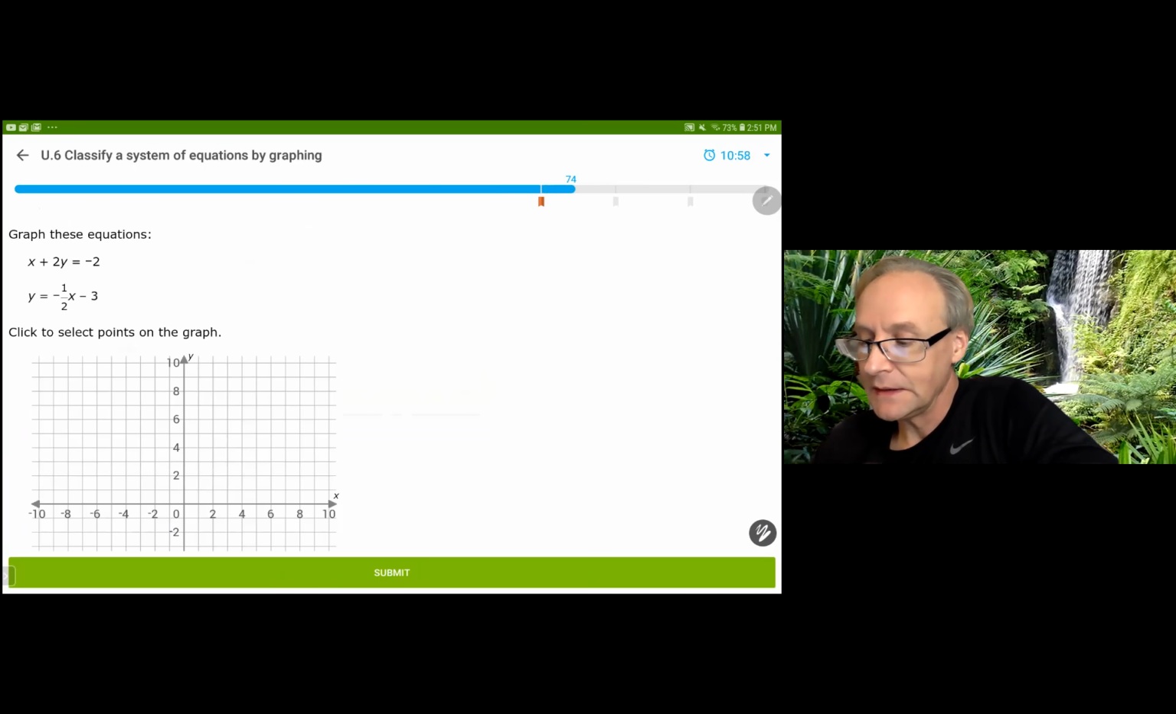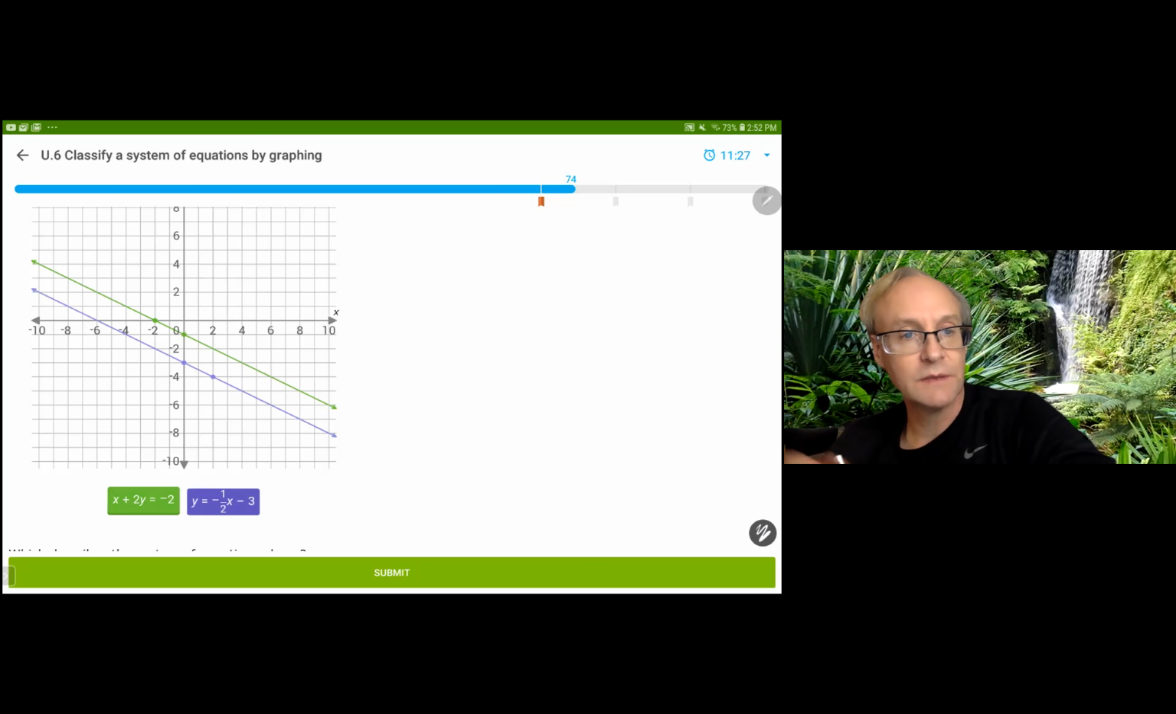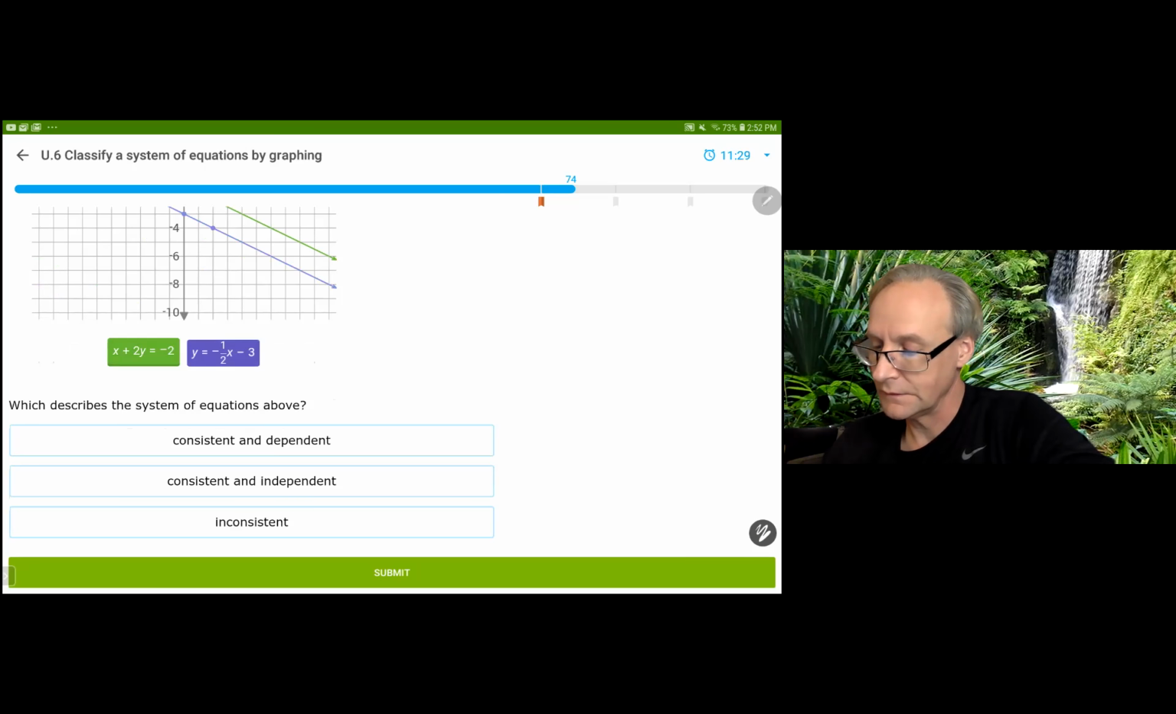Let's go ahead and just graph them. This first one, I'm going to let x equal 0, then y is going to be -1. Then I'm going to let y equal 0, and x will be -2. Notice how easy that is. I just substitute in, these are called intercepts, y-intercept and x-intercept. Now I'm going to graph the blue one. I'm going to go through 0, -3, and I have a slope of -1/2, and they are parallel, which makes them inconsistent. No solutions.